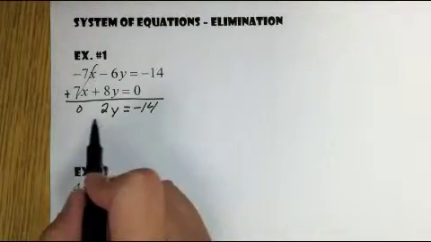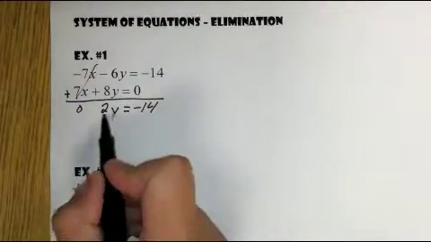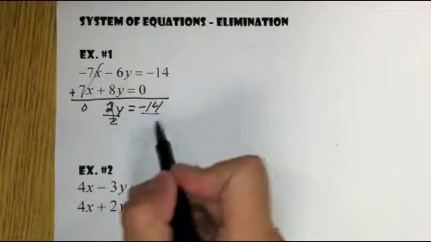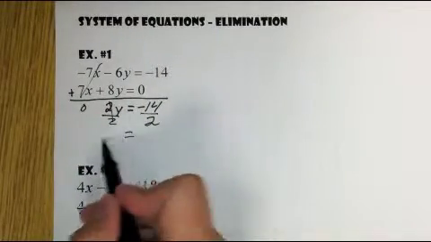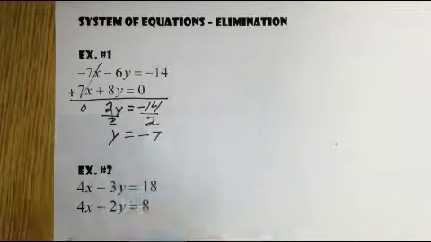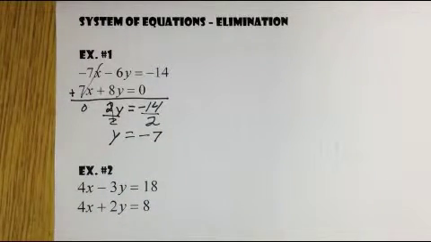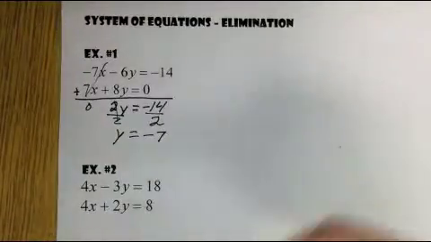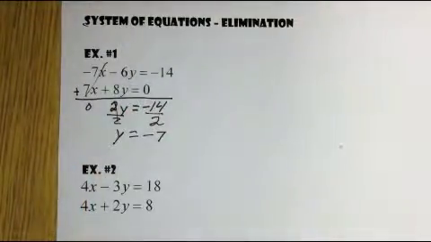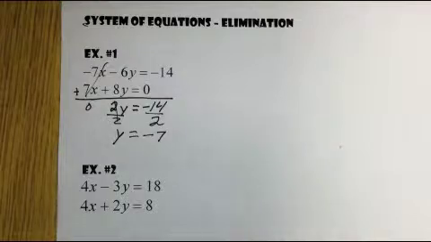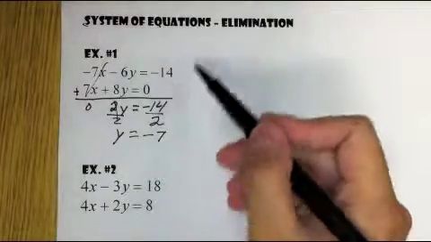Now, how can we get y by itself? Divide by 2 on both sides. And what do we know? y equals negative 7. Okay? You guys are probably like, oh yes, we're done. No. Once again, we're working with systems of equations. What do we know about systems of equations? How do we get a solution? Well, where these two lines intersect.